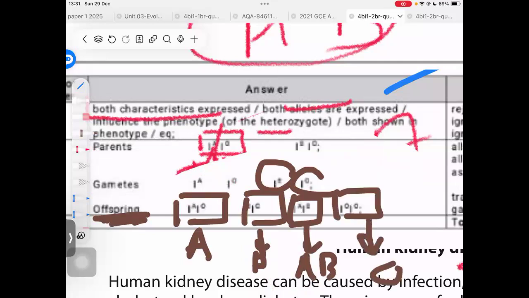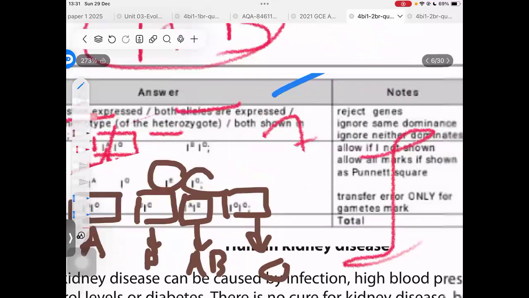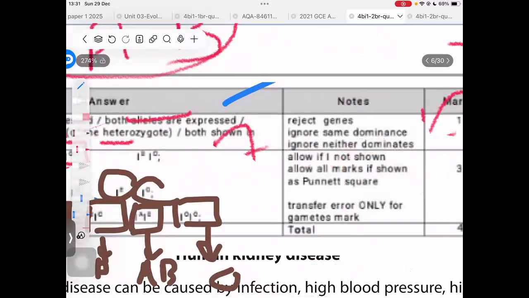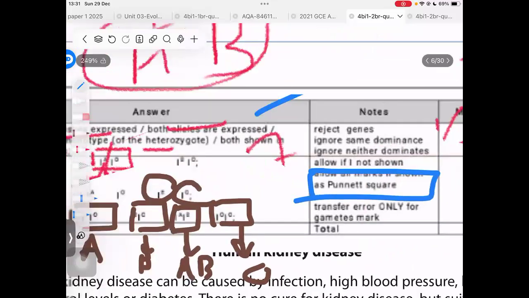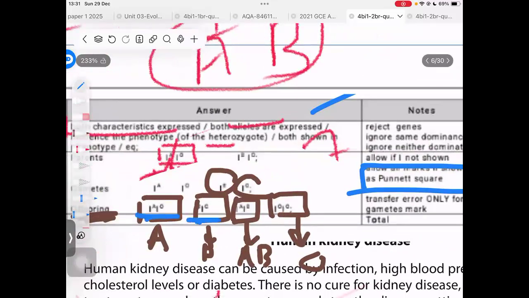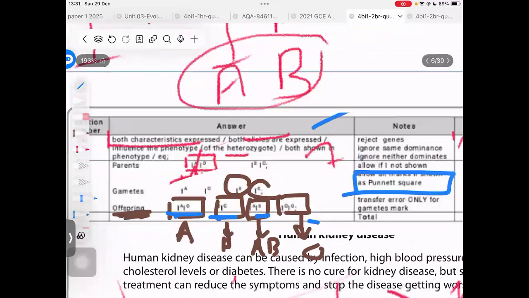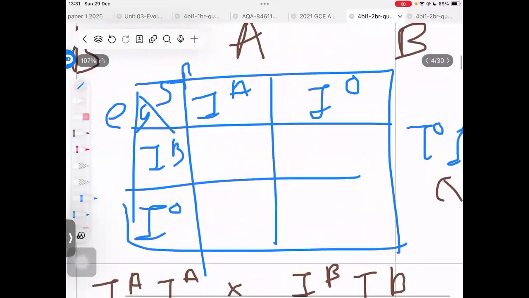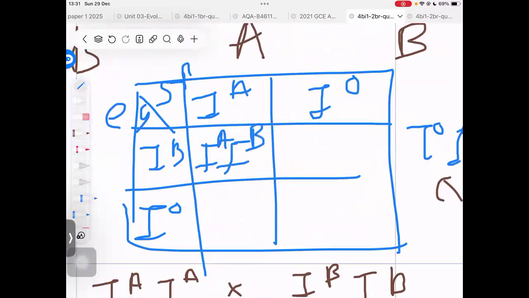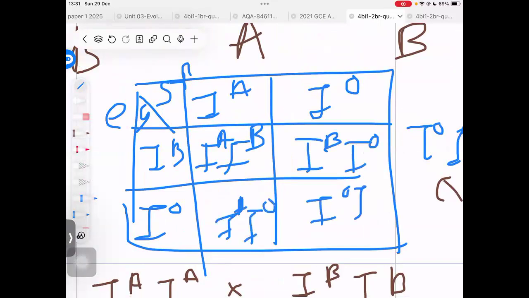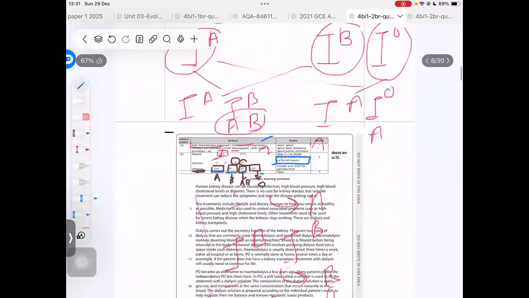So you can see, if you draw a Punnett square also, they give you marks, right? You can draw a Punnett square and show how you have got these results. I'll draw the Punnett square as well. See, I have drawn the Punnett square. Now I'll write the combinations. Look, I get IA, IB. Yes, IB, I naught. IA, I naught. I naught, I naught. I got four different combinations. So I have successfully shown that. So if you like, you can draw the Punnett square and show, right?